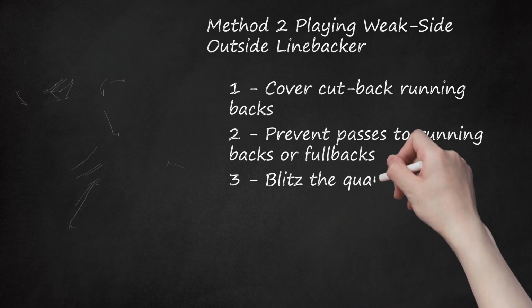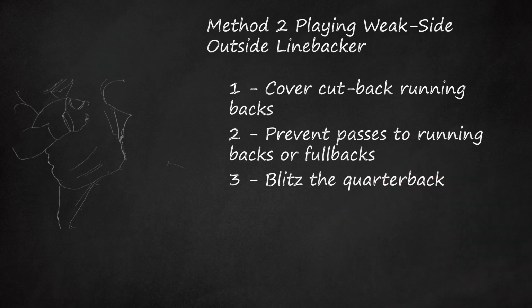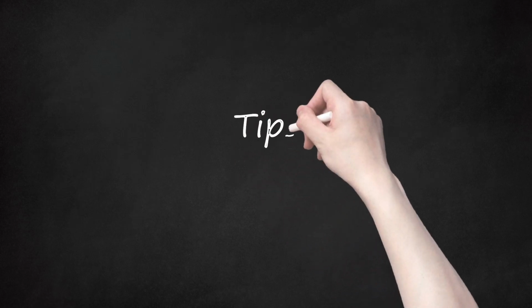3. Blitz the quarterback. Because it's the WILL's job to exploit holes created by the rest of the defensive line to attack the ball, weak side outside linebackers make their fair share of quarterback sacks. Tips.